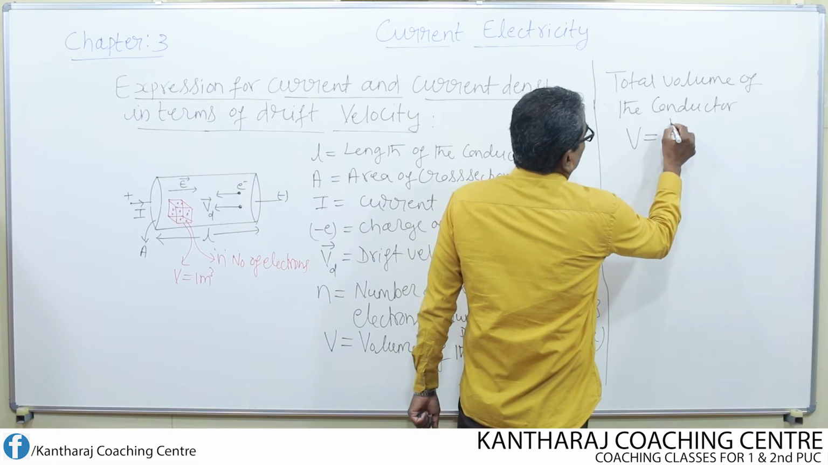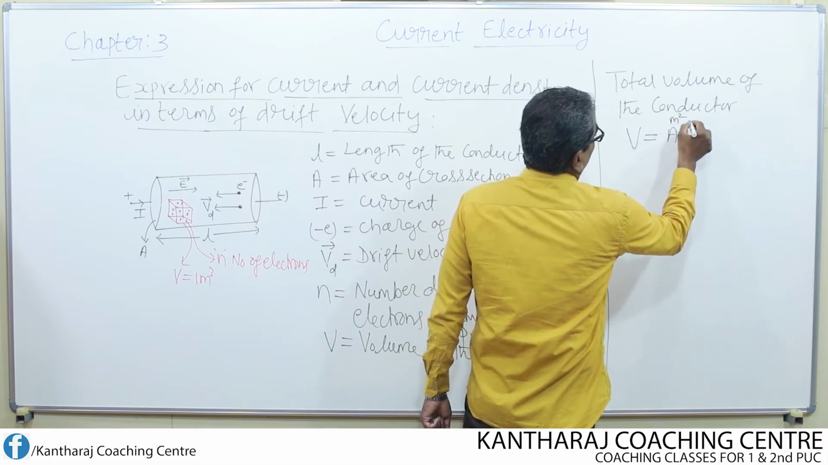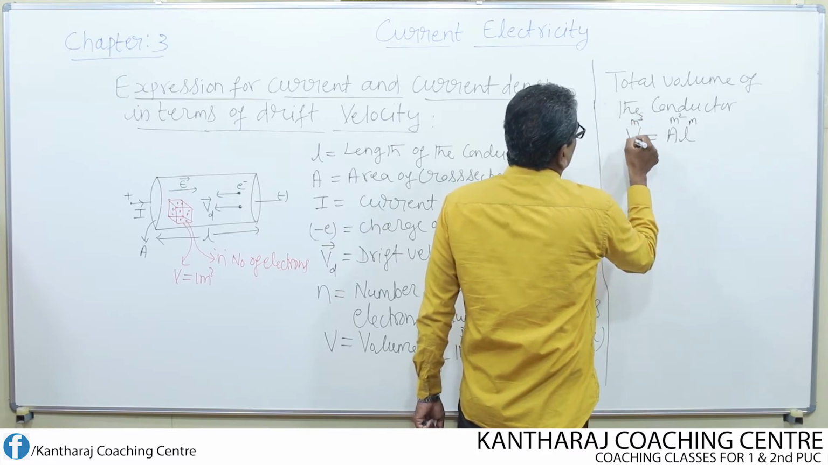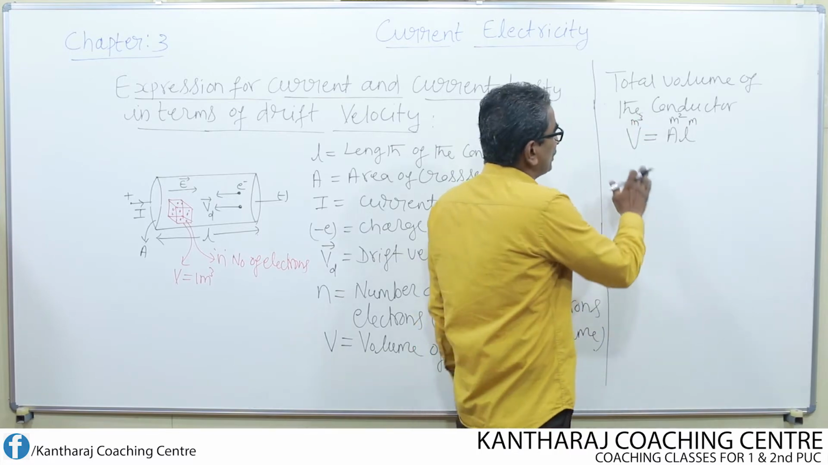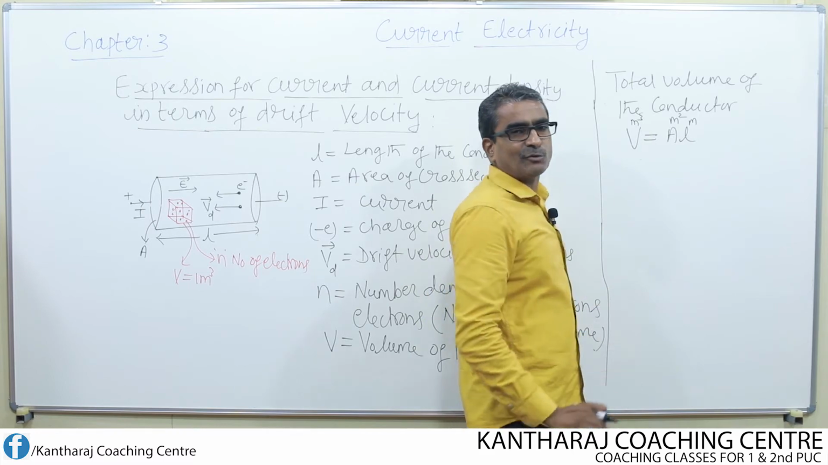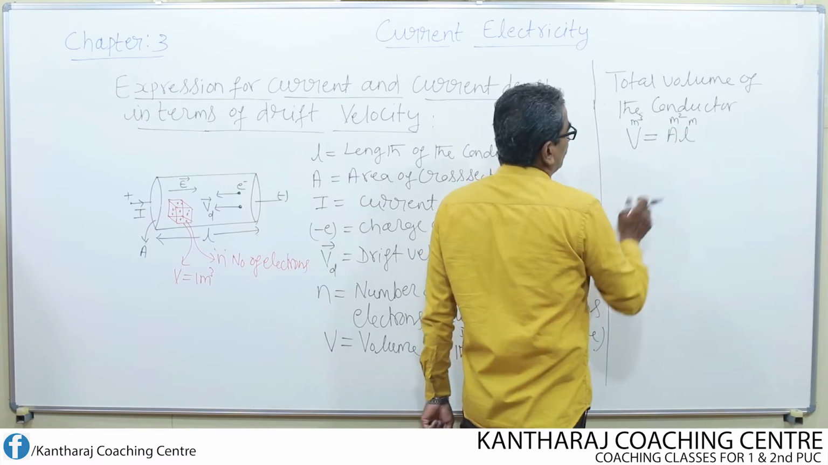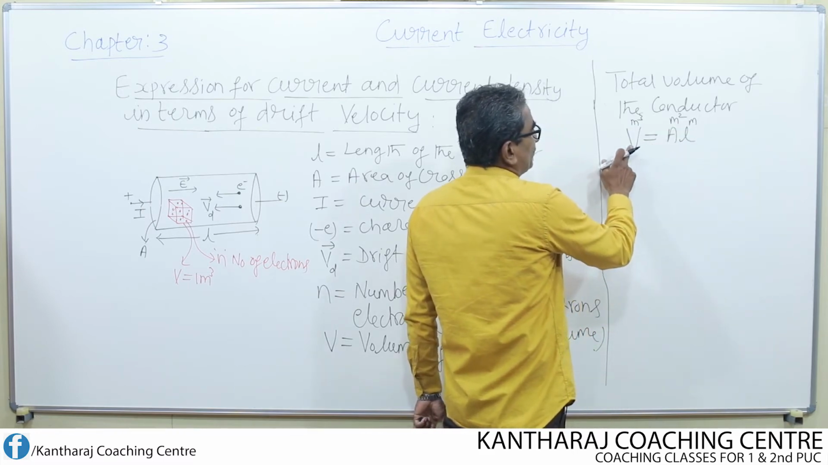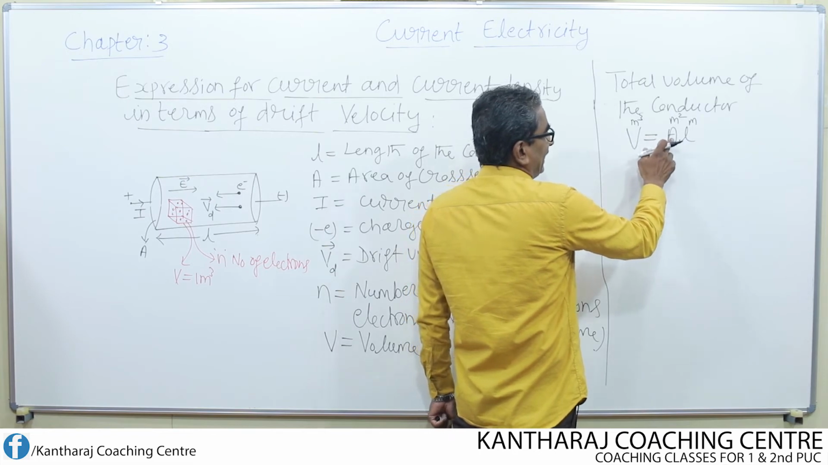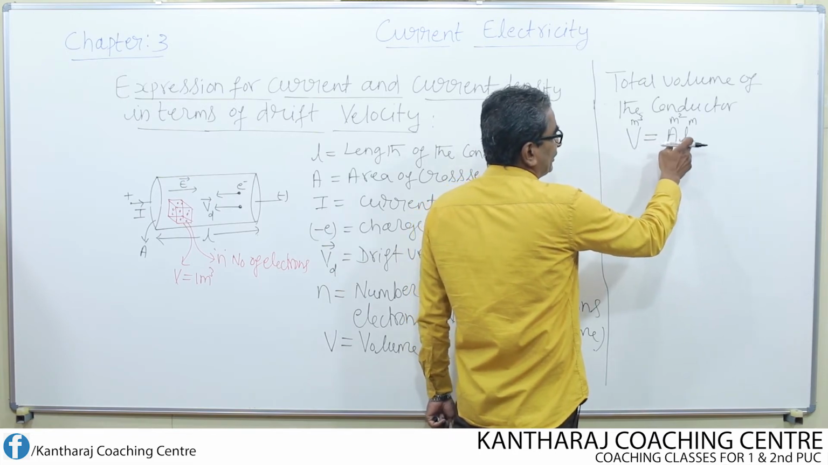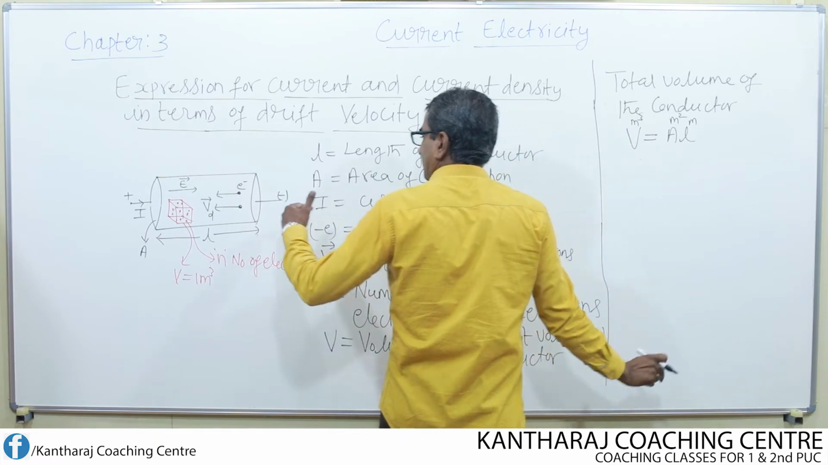Because what is the unit of area? Meter square. What is the unit of length? Meter. Meter square into meter, meter cube, which is the unit of volume. So dimensionally left hand side and right hand side are one and the same. Meter cube, meter cube. Therefore, volume is obtained always by multiplying area either by length or by thickness or by breadth. But here I consider length.